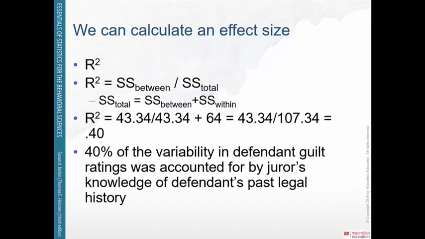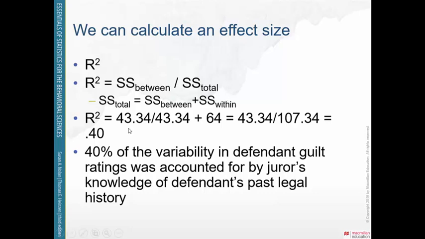But that's not all, folks. We need to calculate an effect size. We've done effect size before when we were doing our t-tests and our z's. For ANOVA, the computation of effect size is called R squared. R squared, the formula is sums of squares between over sums of squares total. We've calculated sums of squares between before. And sums of squares total is relatively simple because it's all the sums of squares. So sums of squares between plus sums of squares within. We've already done that too.